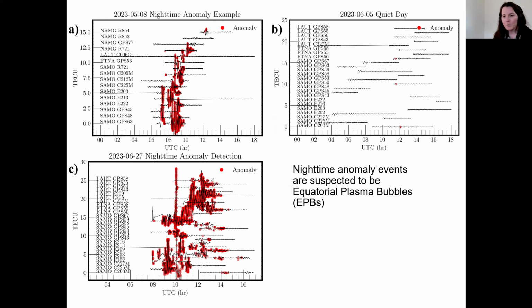Just a side note, this was a broad tool. It detected a lot of anomalies, including this nighttime anomaly, which was reoccurring, not every night. This is a quiet example. But you can see here, very similar times. This is a reoccurring anomalous event suspected to be an equatorial plasma bubble that is, I would say, common in this region, in this equatorial region.